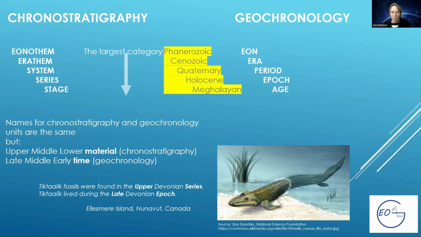So what's the difference? Tiktaalik fossils were found, so we are talking about physical fossils that were found in a physical layer of rock in the Upper Devonian series. So the rocks come from the Upper Devonian series. But Tiktaalik lived during the late Devonian epoch because we are talking about time. By the way, this nice creature's fossils were found on Ellesmere Island in Canada.